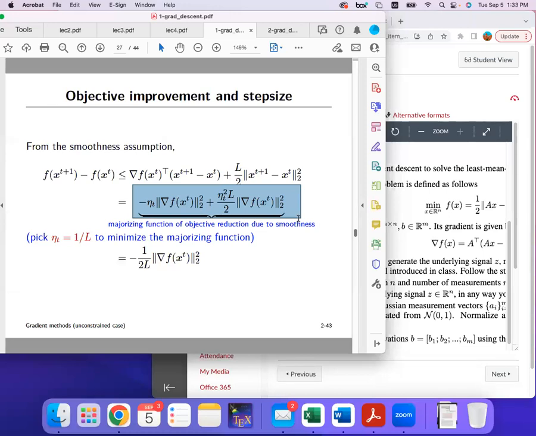So this is a geometric parameter. If L is large, then the function is sharp, so you would want to pick a small step size. If L is large, the right-hand side of this inequality is controlled by a very big quadratic term. So you want to be conservative when you choose the step size.